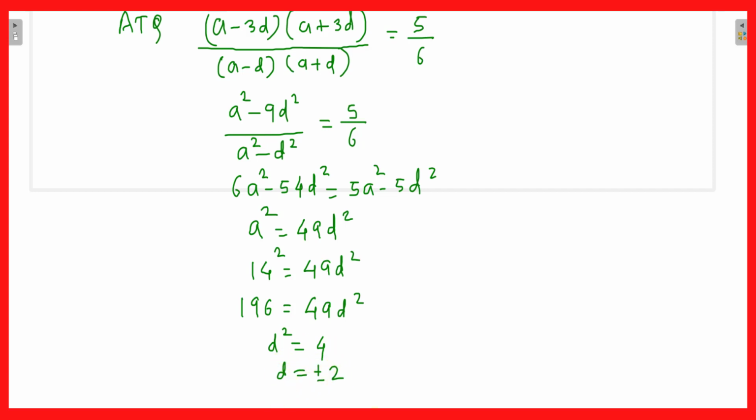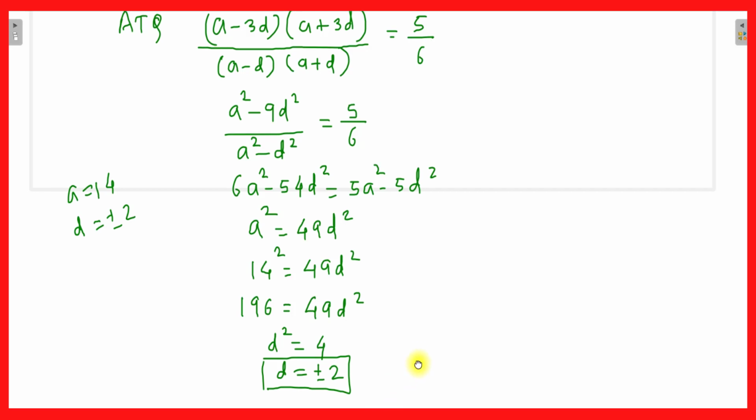So highlight this because this is the second important step. A you have got as 14, A is equal to 14, and D you have got as plus minus 2, and you have to divide that number 56 into 4 parts.